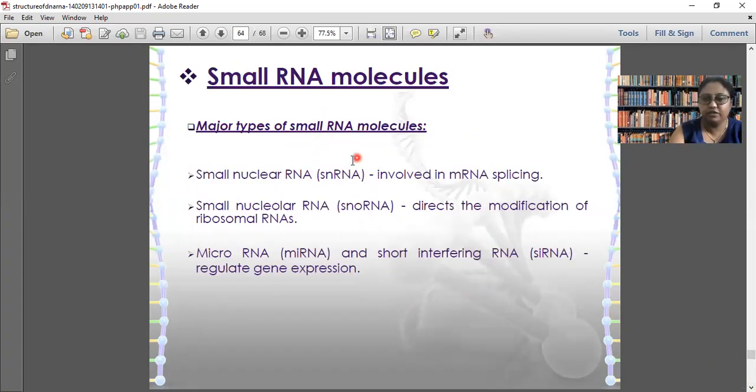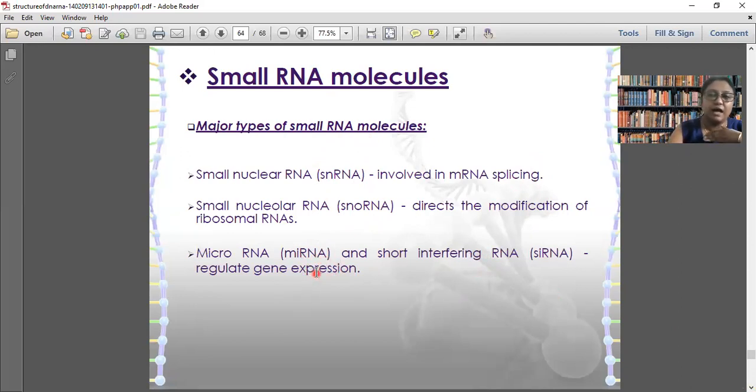Small RNA molecules can be small nuclear RNA. They help in RNA splicing. I told you about the formation of messenger RNA from hnRNA, that is the removal of the unnecessary part. That part is done by small RNA molecules. Apart from that, there are microRNAs, and they regulate gene expression.